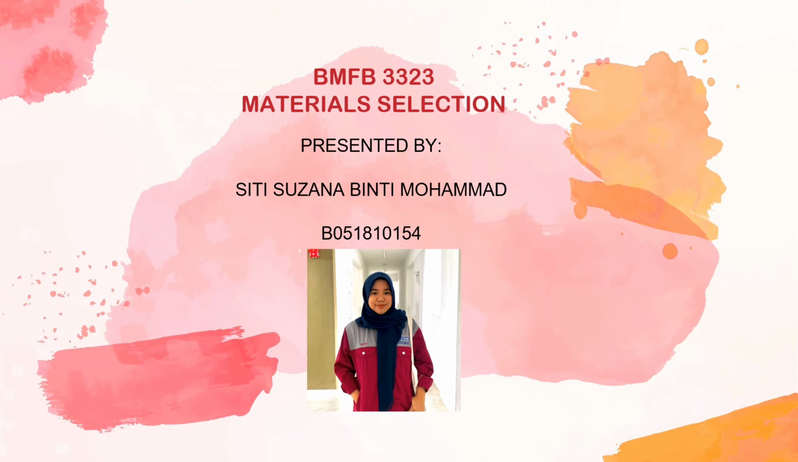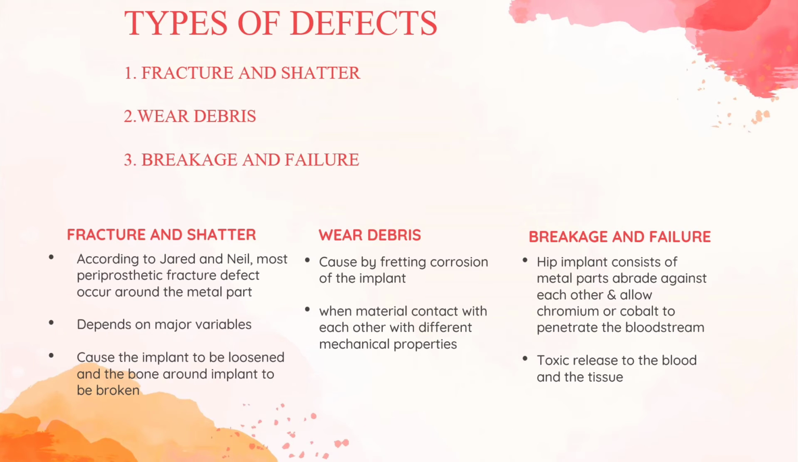Hi, Assalamualaikum warahmatullahi wabarakatuh. My name is Siti Suzana binti Muhammad and my matric number is B0518101154. Types of defect. There are three types of defect, which are fracture and shatter, wear debris, breakage and failure. For fracture and shatter, according to Gehrke and Neill, most periprosthetic fracture defects occur around the metal. This defect may cause the stem implant to be loose and the bone around the implant stem to be broken.